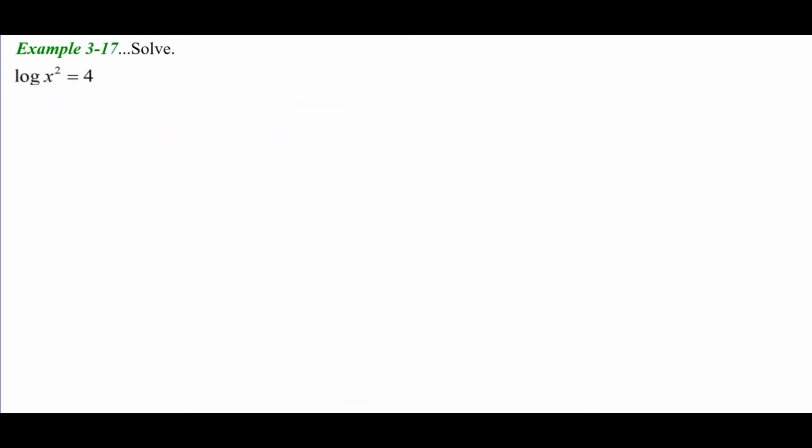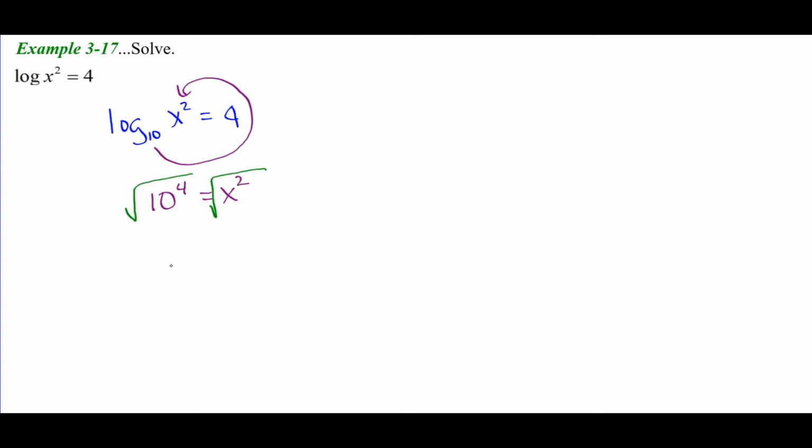So back to some log examples. I'm going to write this: log base 10 of x squared equals 4. So I'm going to solve this using my convert notation method. So 10 to the 4th power equals x squared. Remember, we have to square root both sides here to get rid of that squared. So we're going to get x equals plus or minus the square root of 10 to the 4th, which is 10 squared. So we get x equals plus or minus 100.